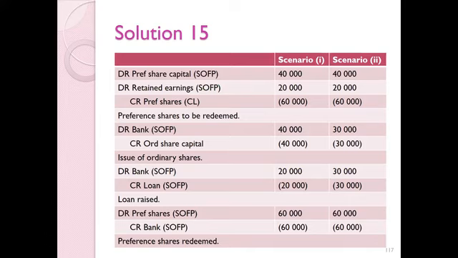So we are de-recognizing these preference shares that are ultimately going to be redeemed. We are recognizing that there's a preference share current liability of 60,000 Rand that we have to pay out. And that has been taken 40,000 Rand from the share capital and 20,000, the premium portion, from retained earnings. So now we've raised this preference share current liability and we need to pay it out.